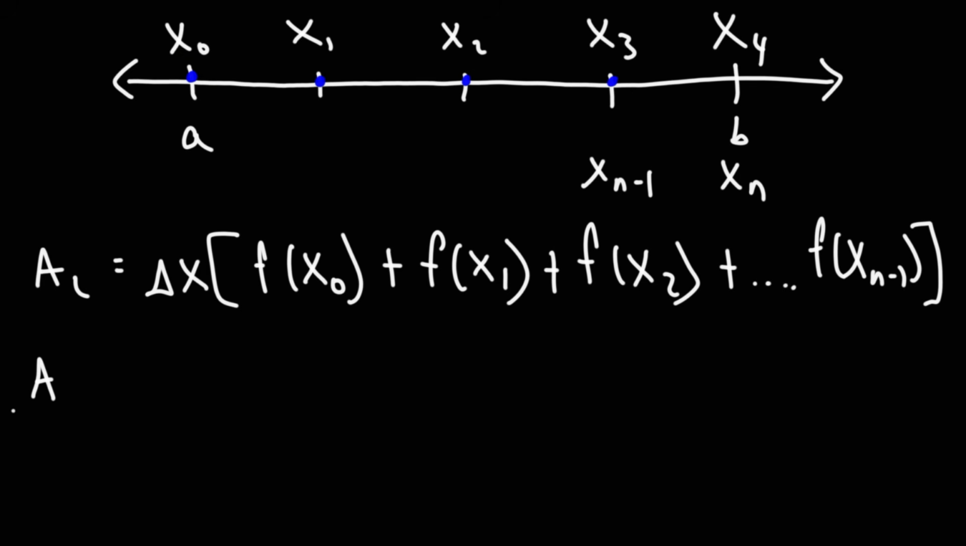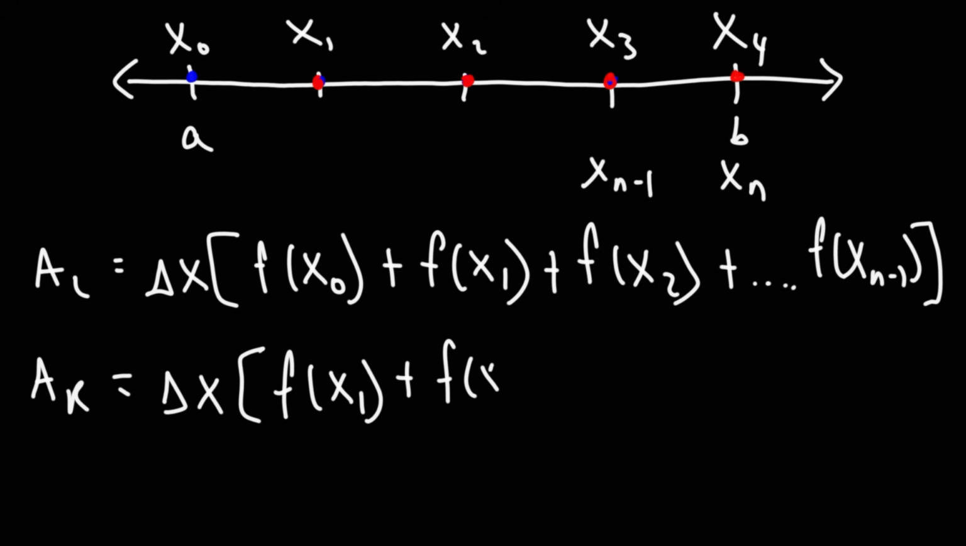Now using the right endpoints, you could look at it the other way, as we're starting from the right. We're going to use everything except the one on the left. Or in other words, you start from the second one, you go all the way to the end. So starting from the second point, it's f of x1 plus f of x2 plus f of x3. f of x3 is the same as f of x n minus 1.